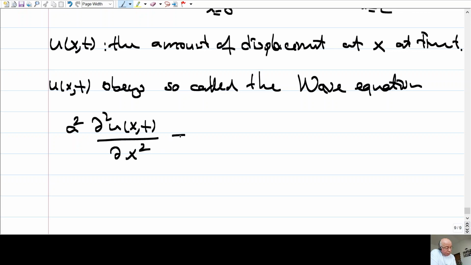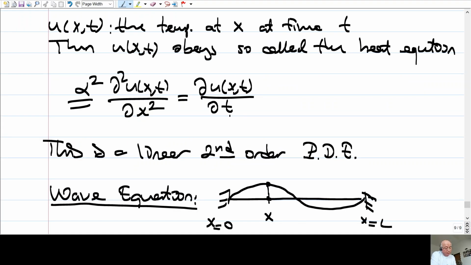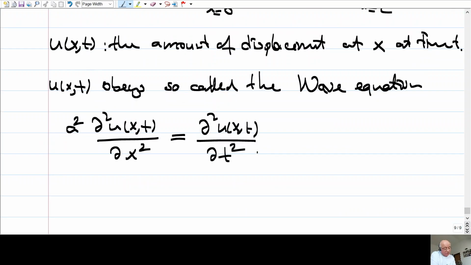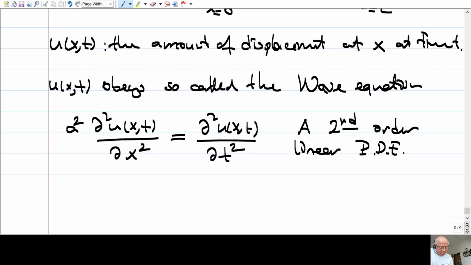So this is very similar to the heat equation. The only difference is that the time derivative is also second order. Sorry. Okay, here the time derivative was first order, but here it's also second order. Okay, and this is again a second order linear partial differential equation.